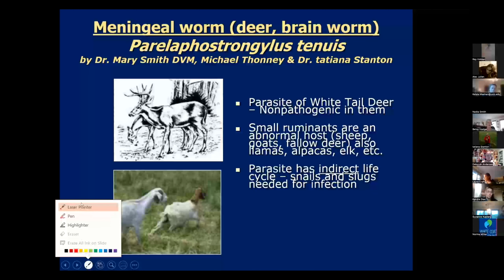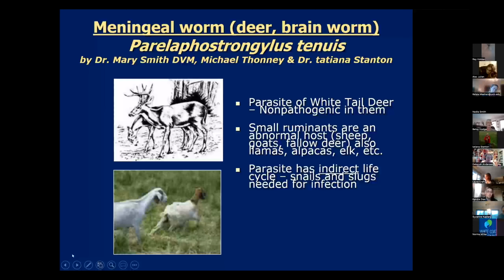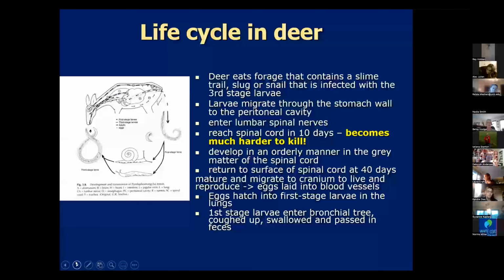Okay. It has an indirect life cycle. It needs a snail or slug in order to go through its full life cycle. The deer eats forage, so I'm going to go through what the life cycle is in a deer. The deer eats forage that contains a slime trail from a slug or a snail that has been infected with the worm and is excreting the third stage larva. It's that third stage larva that's infectious.